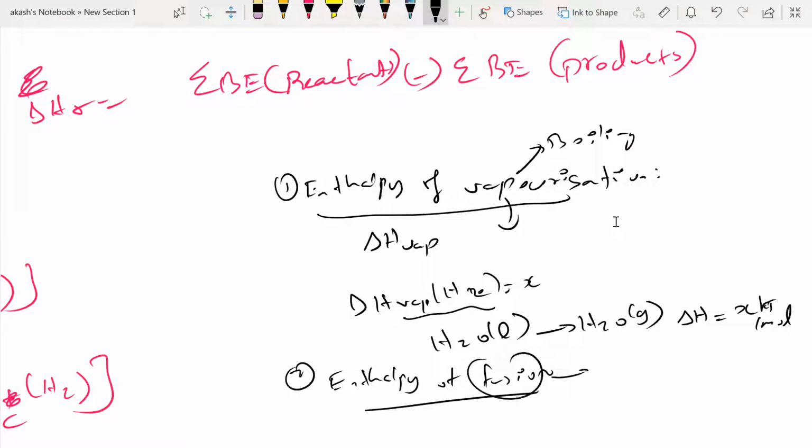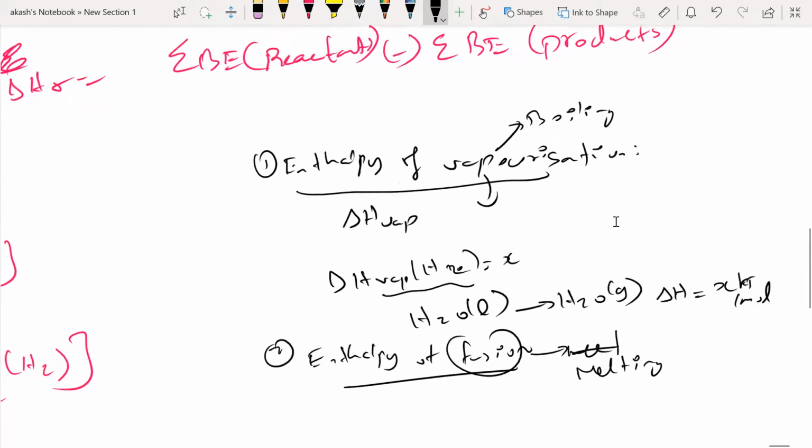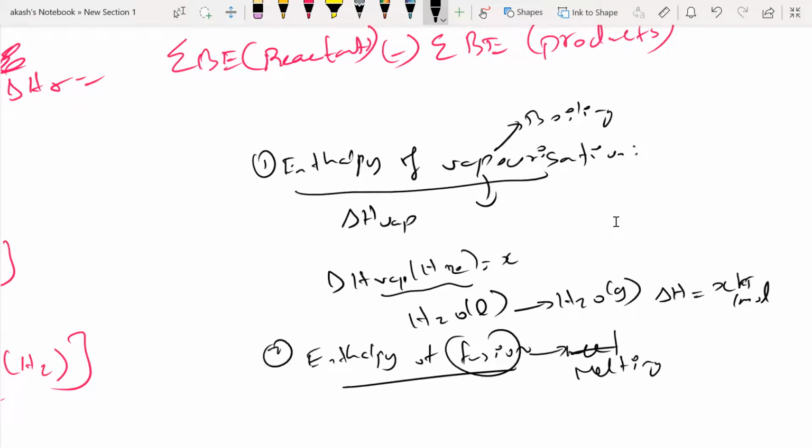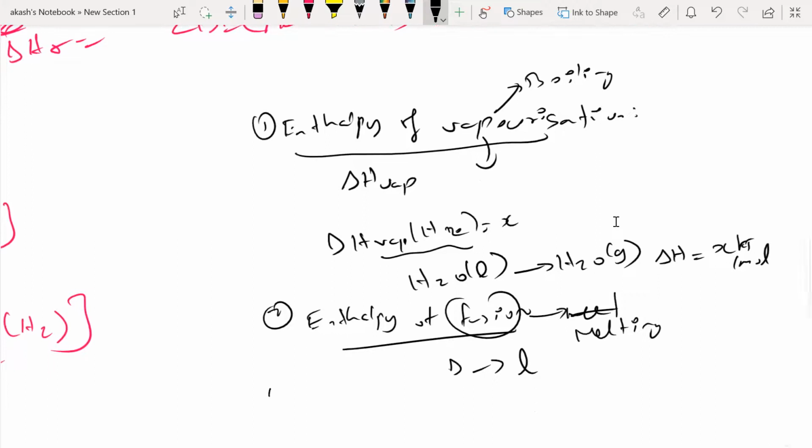Now, in the same way, I will be able to have it for enthalpy of fusion. What is fusion? Fusion is nothing but melting. I think you'll be able to correlate between enthalpy of vaporization and enthalpy of fusion. Here in this case, we go from solid state to liquid state. Fusion is melting, and in the same way, we have enthalpy of fusion, represented by delta H FUS.